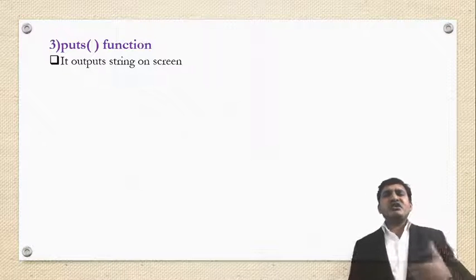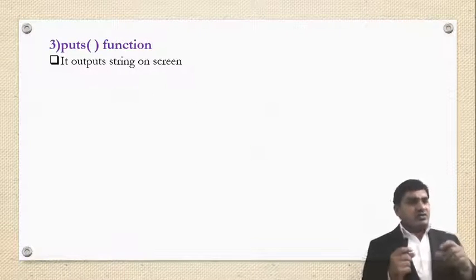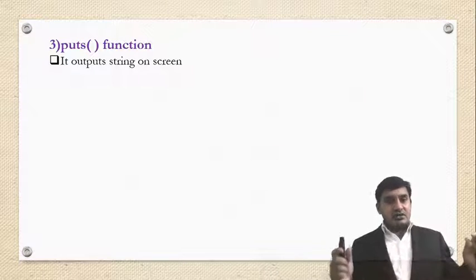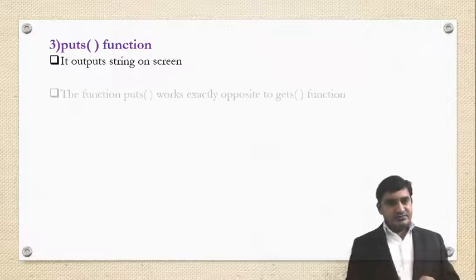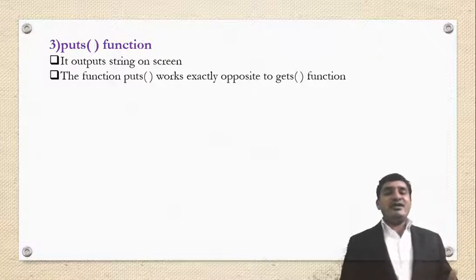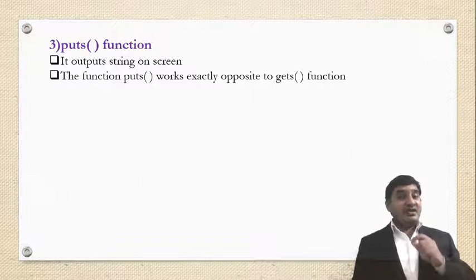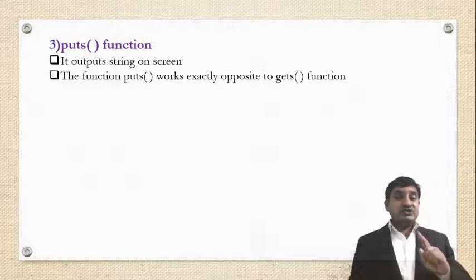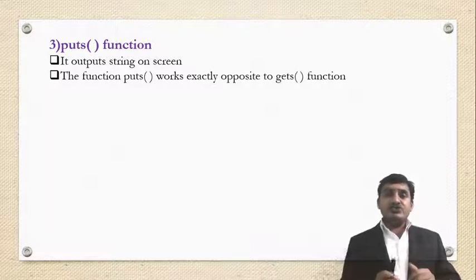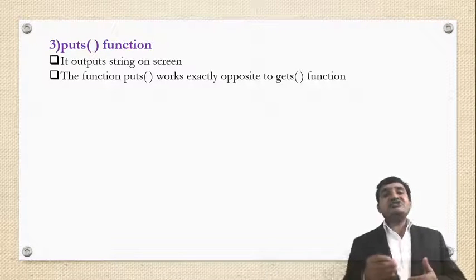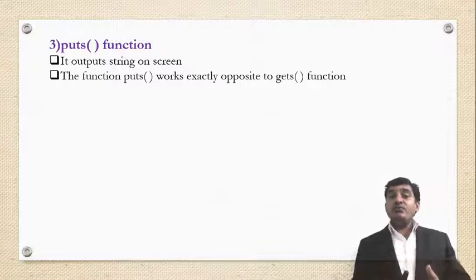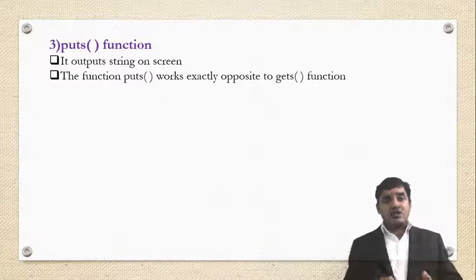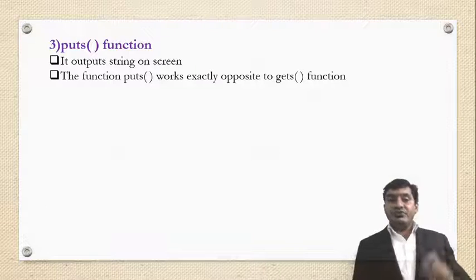It outputs a string on a screen, or this puts function is used to display a string on a screen. The puts function is exactly opposite to the gets function. The gets function is used to input a string, or it is used to give input as a string to the computer, and the puts function is used to display that string on the standard output device.